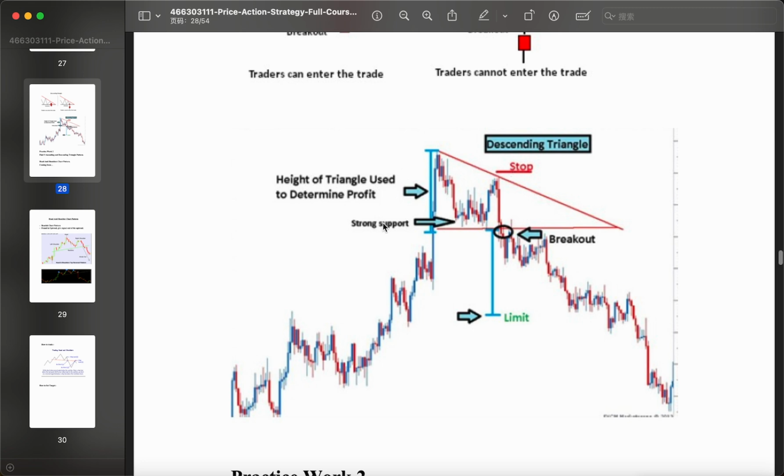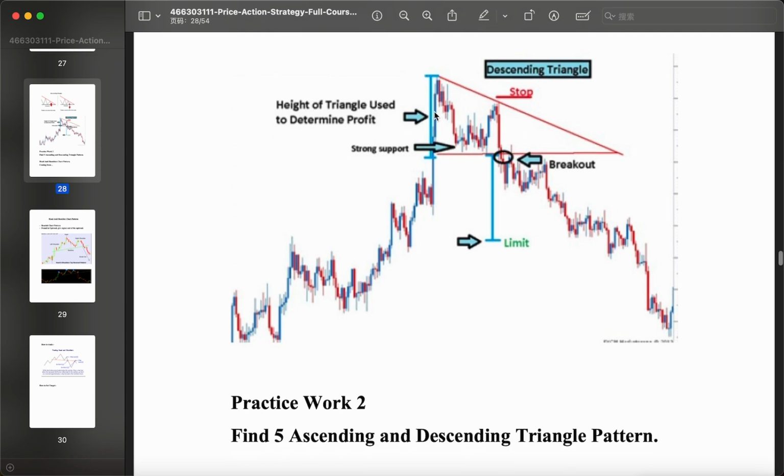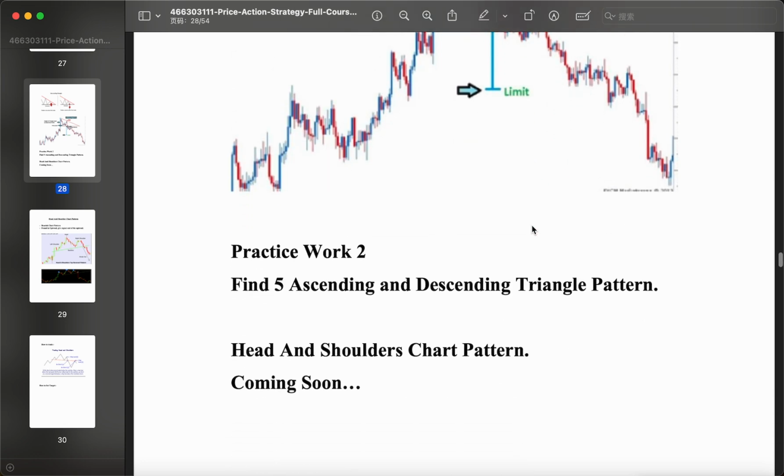So if we look at the chart, this is the height of the triangle used to determine the profit. And we have a descending triangle. We have a strong support right here connecting the lower points. We have a breakout right here. Okay, we have a profit limit, sorry. And we have a stop loss on the top because it's a descending triangle. You expect to sell the market. That's why your profit limit is on the downside.